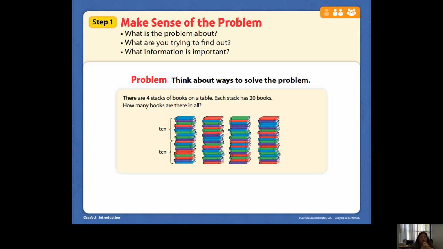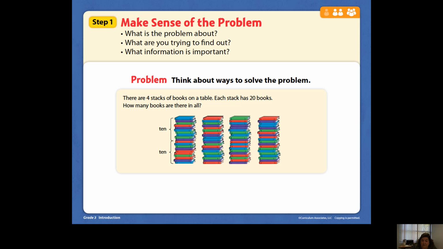So let's talk about what this could look like as a multiplication sentence. Well, let me step back for just a second. What model do our books look like? If we were to talk about a model that we could draw to show multiplication, what model do our books look like? If you said an array, you are correct. So we have 20 going down, and we have 4 going across. So this definitely could be an array.